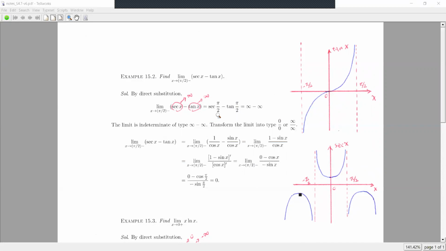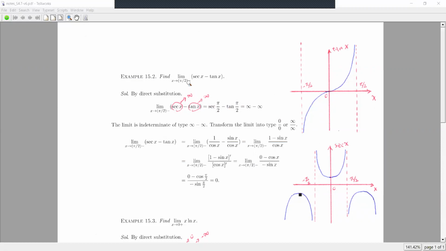Then how about secant of pi over 2? From the graph of secant, as x approaches pi over 2 from the left, secant approaches positive infinity. So this number is positive infinity. So we get infinity minus infinity. This is a difficult limit. The type is infinity minus infinity.